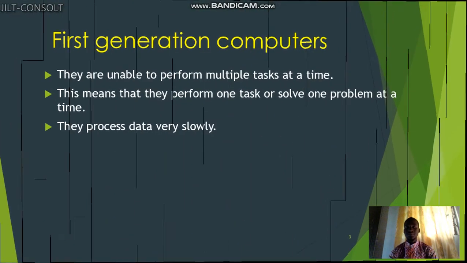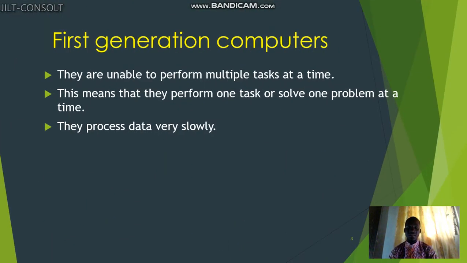Now let's continue. Still on first generation computers, they were unable to perform multiple tasks at a time. With the computers you are using now, I can record, I can play music, I can do this and that at the same time. Then, you were supposed to do one thing at a time. When you were told to do a calculation, like 10 times 10 plus 5, that is all the computer was doing. You couldn't do anything else. But now you can do so many things at the same time.